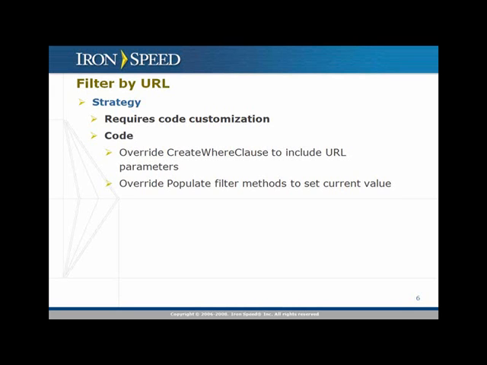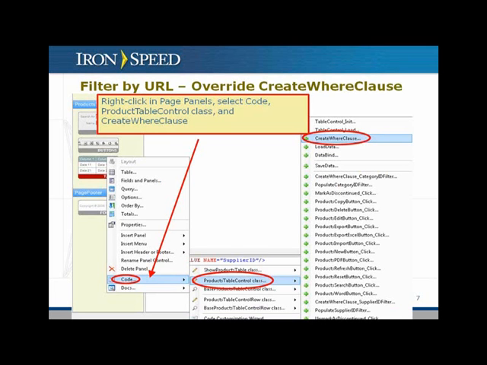The second thing we need to do is override the populate filter methods simply to set the current value. So if the user selected exotic liquids as the value on the URL, we want to be able to specify that in the populate filter method in order to set it. So how do I accomplish that? Let's go through and actually do this. I'm again going to copy and paste the code and then walk through it with you.